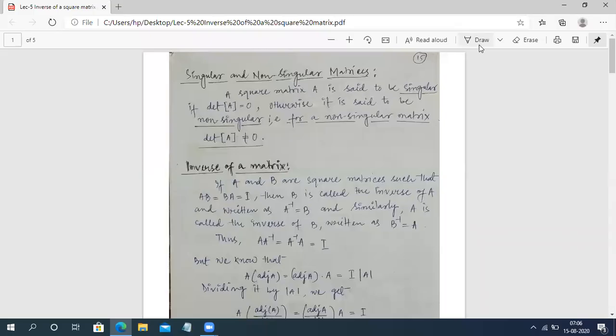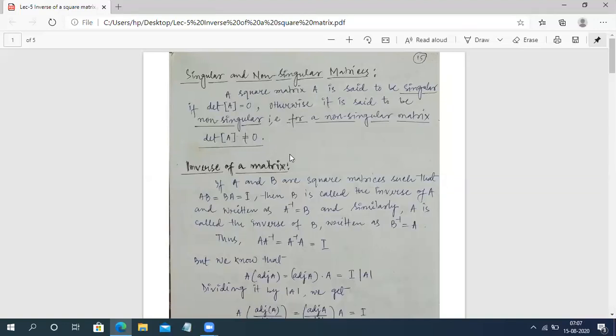Today, the topic of our discussion is inverse of a square matrix. Before coming to the main topic, we need to know what is singular matrix and non-singular matrix. A square matrix A is said to be singular if determinant of that matrix is equal to 0. Otherwise, it is said to be non-singular. That means for a non-singular matrix, the value of its determinant must be non-zero.